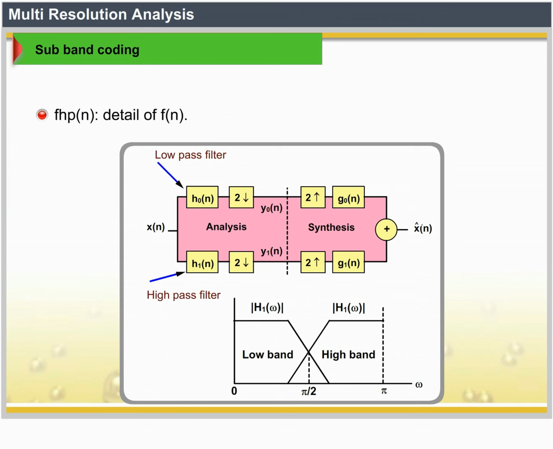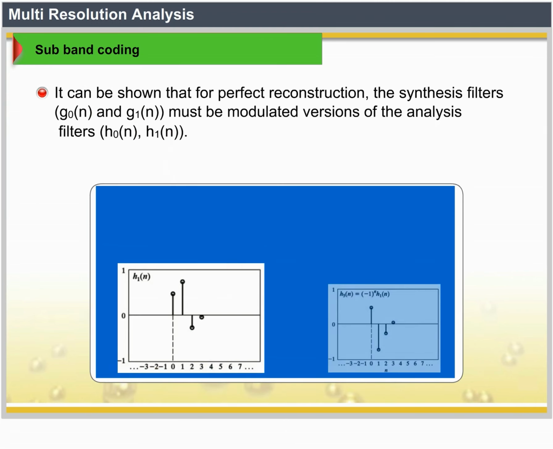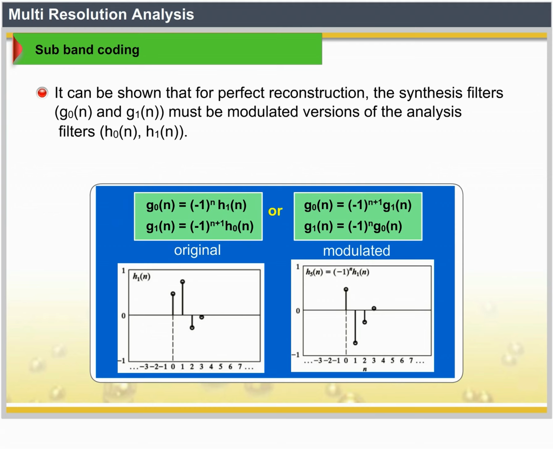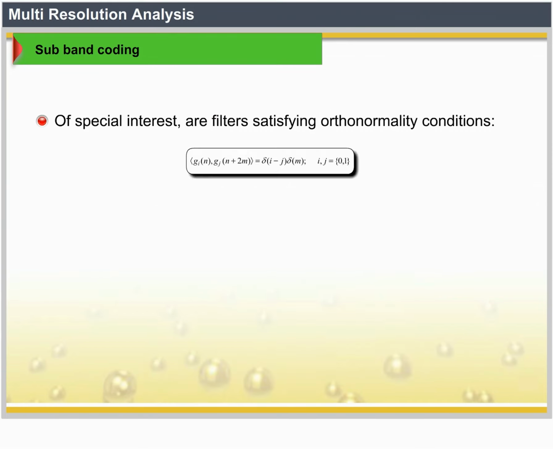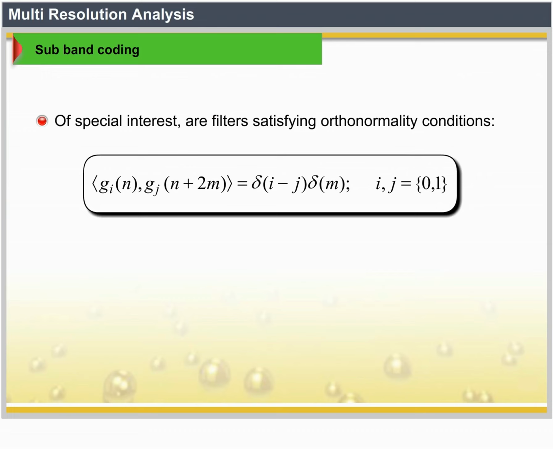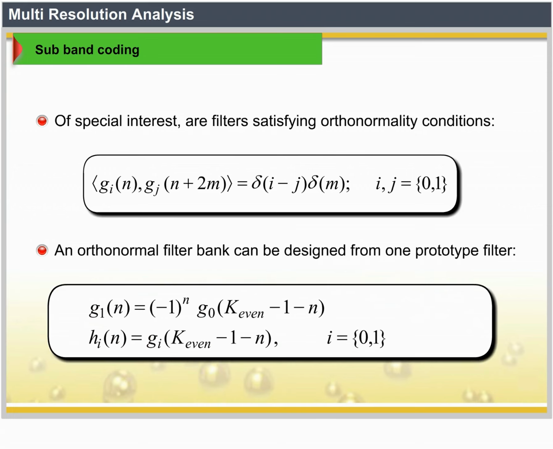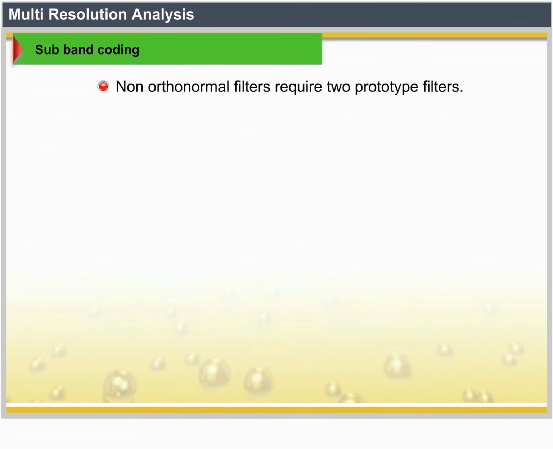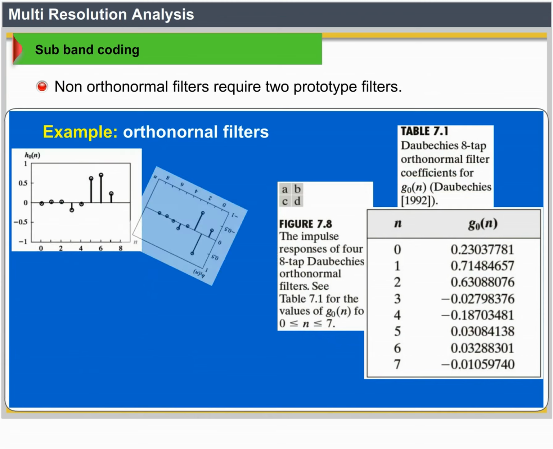It can be shown that for perfect reconstruction, the synthesis filters g0(n) and g1(n) must be modulated versions of the analysis filters h0(n), h1(n). Of special interest are filters satisfying orthonormality conditions, as shown. An orthonormal filter bank can be designed from one prototype filter as shown. Non-orthonormal filters require two prototype filters. Examples of orthonormal filters are shown on the screen.